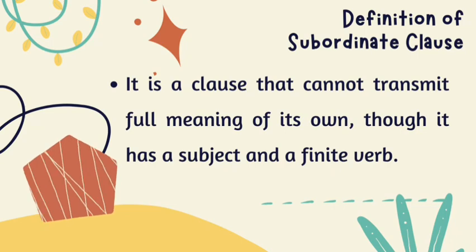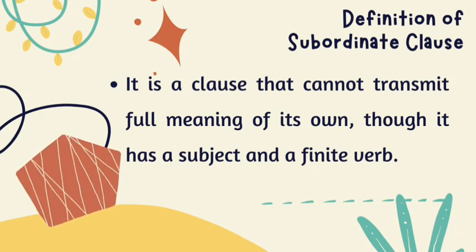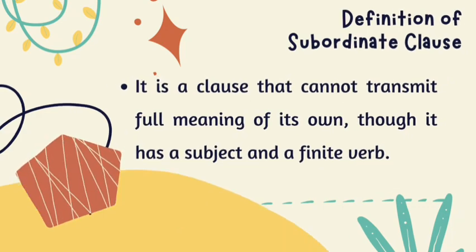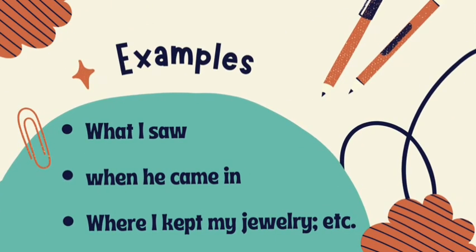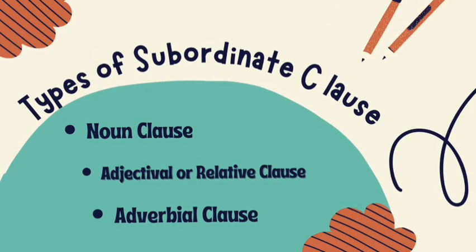What exactly is a subordinate clause? It is a clause that cannot stand and make meaning on its own. When you have a group of words that have a subject and a finite verb but cannot make meaning on their own, it is what? A subordinate clause. We can take for example, what I saw when he came in. If you take a look at this, what I saw is a subordinate clause.